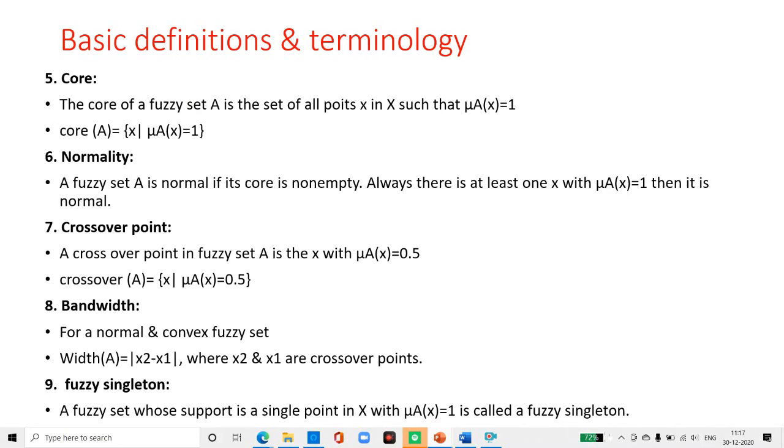Next is the core. The core of a fuzzy set A is the set of all the points small x in capital X such that mu of A of x is equal to 1. So we write the core of A is equal to the set of x where mu of A, that is the membership value, is equal to 1. Then normality: a fuzzy set A is normal if its core is non-empty. So if there is at least one x with mu of A of x equal to 1, then it is normal.